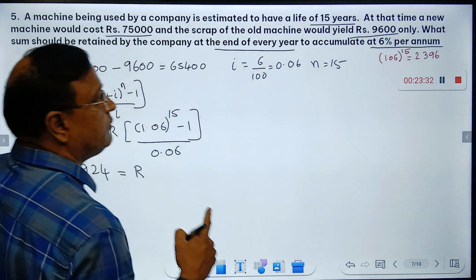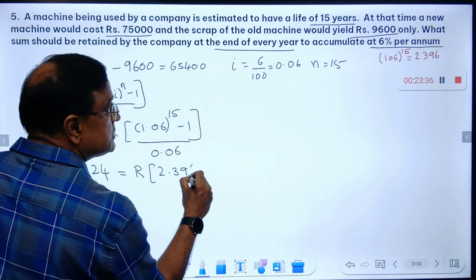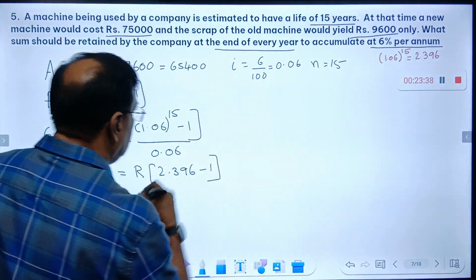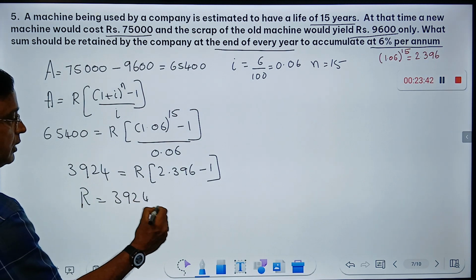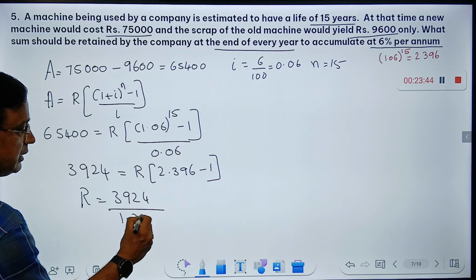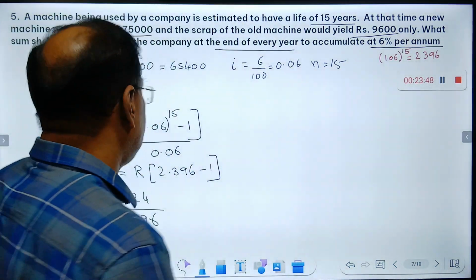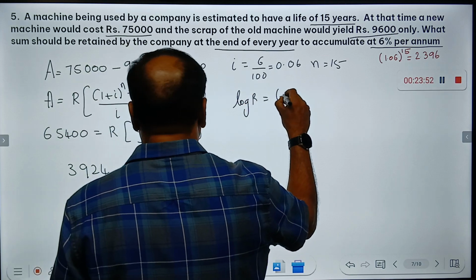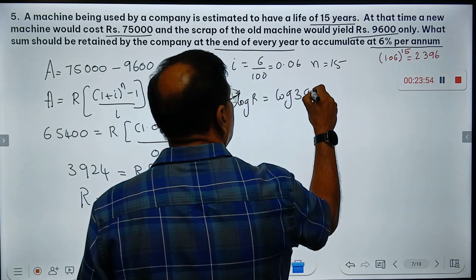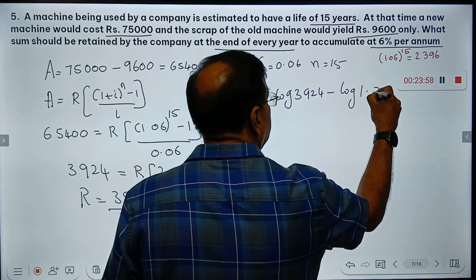And what is 1.06 to the power 15? It is 2.396 minus 1. Therefore, R equals 3924 divided by 1.396. Now, as usual, go to our famous log. Log R equals log of 3924 minus log of 1.396.